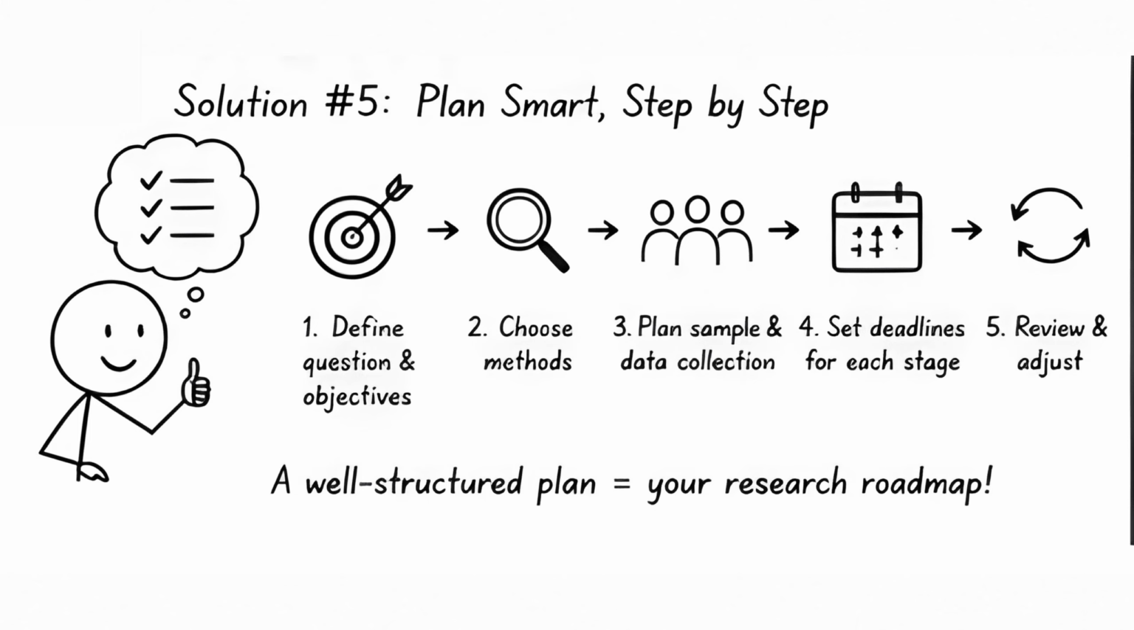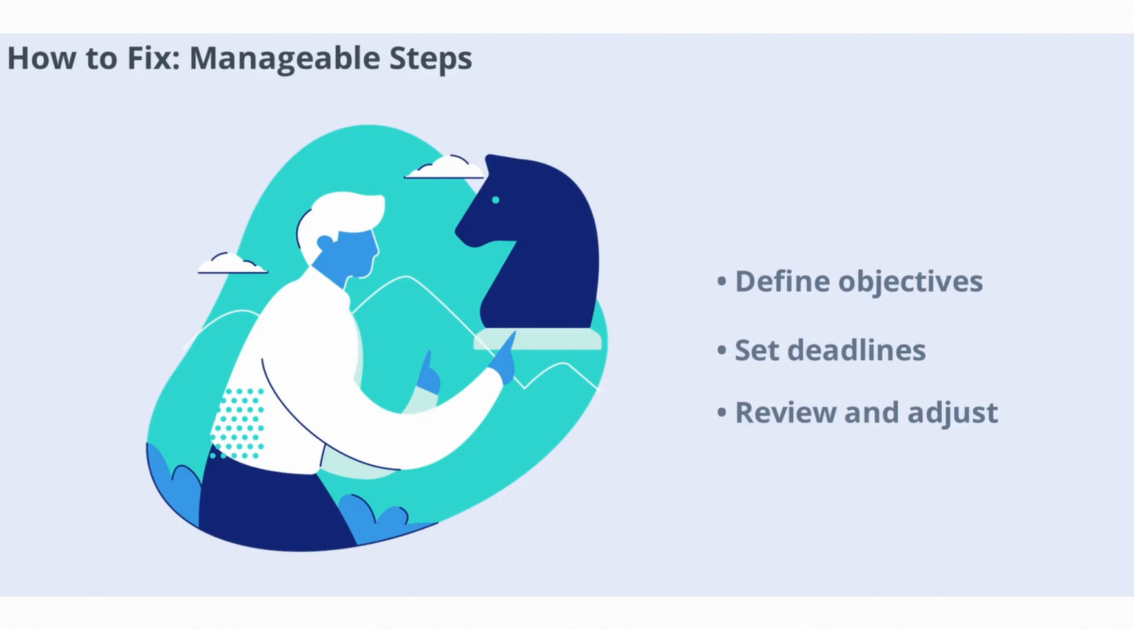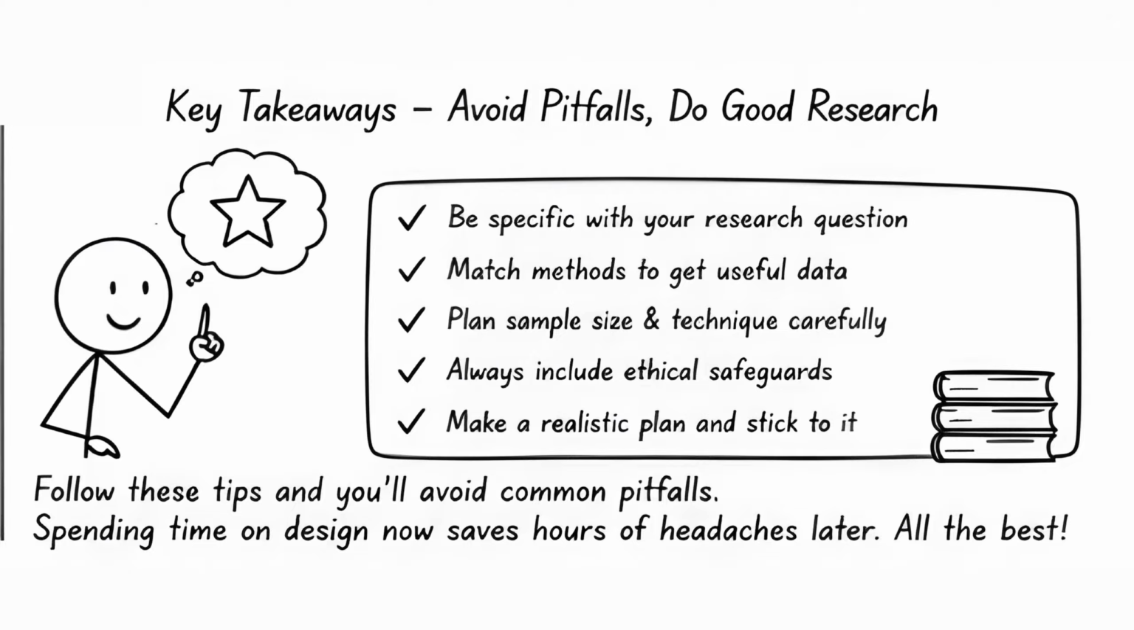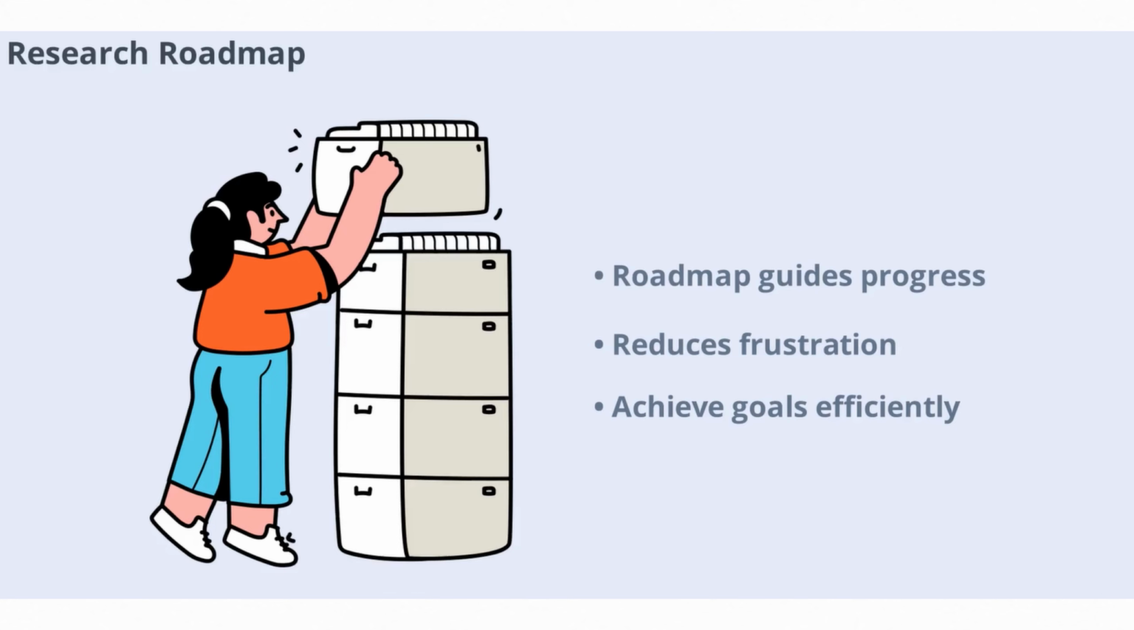So the best solution is to break your research into manageable steps that you can achieve. Define your research question and objectives clearly, choose the right methods, plan your sample and data collection process, set deadlines for each stage, and then you review and adjust as you go. You see how we've broken it down into manageable steps here. So a well-structured plan can save you weeks of frustration. And think of it just like a roadmap, because you will know exactly where you are going.